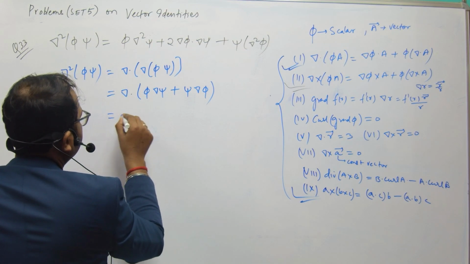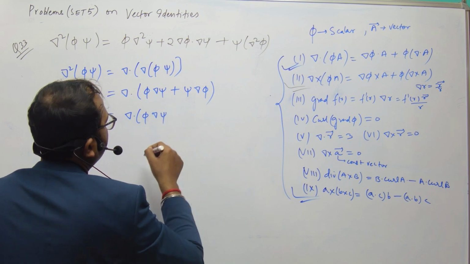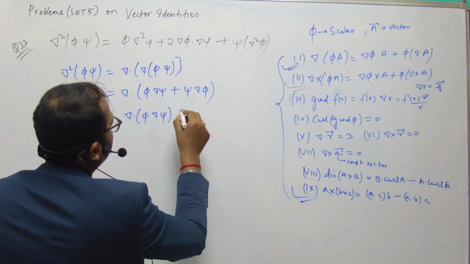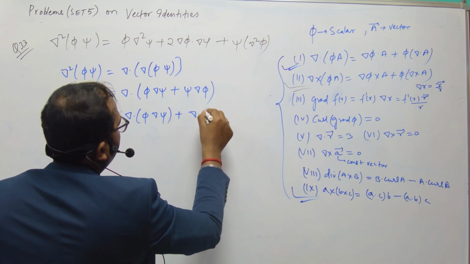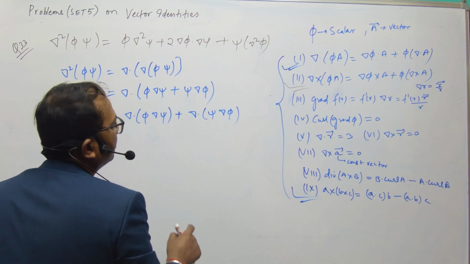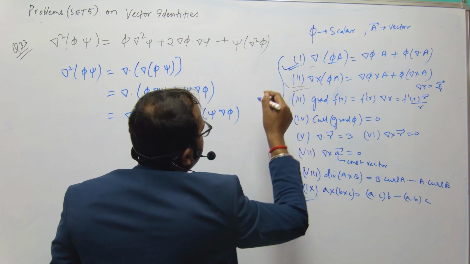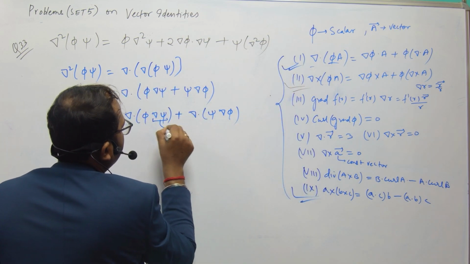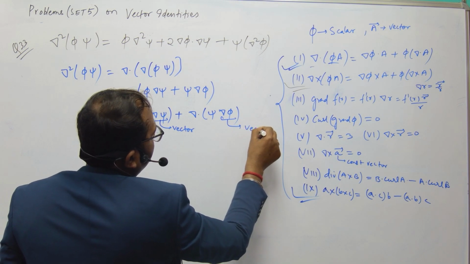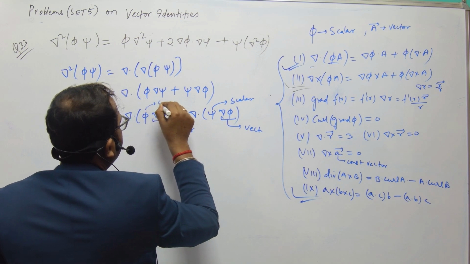We have this as del dot phi del psi. Del psi is a vector quantity, as the gradient of a scalar is a vector quantity. This we have already studied. Plus divergence of psi del phi. Let us apply this expression where phi is a scalar quantity and A is a vector quantity. Del of psi is vector, del of phi is vector, psi is scalar, phi is scalar.